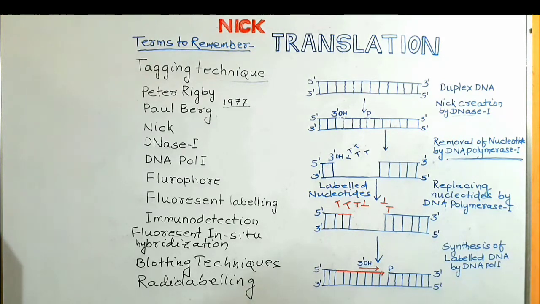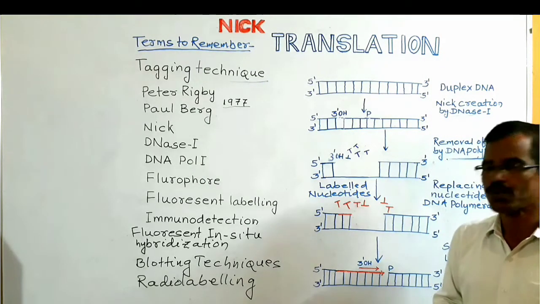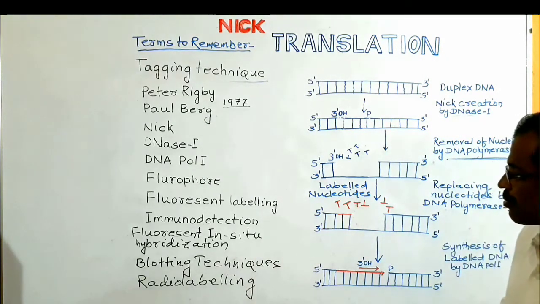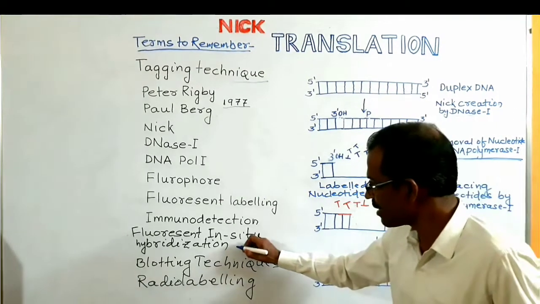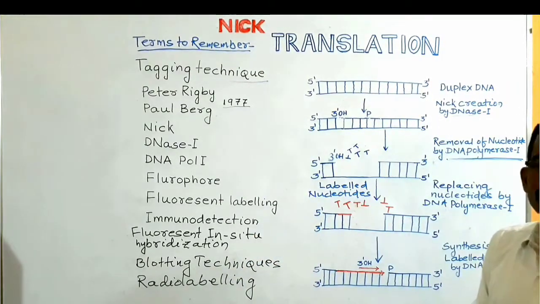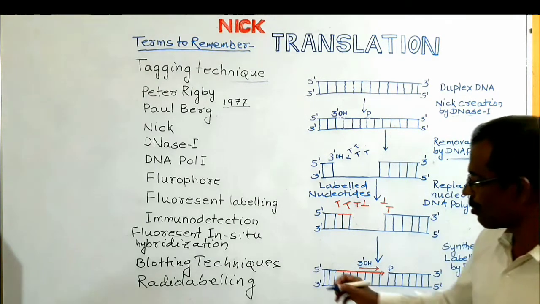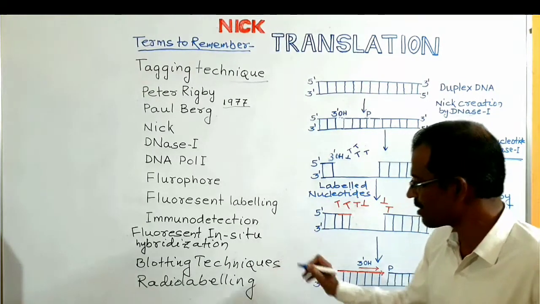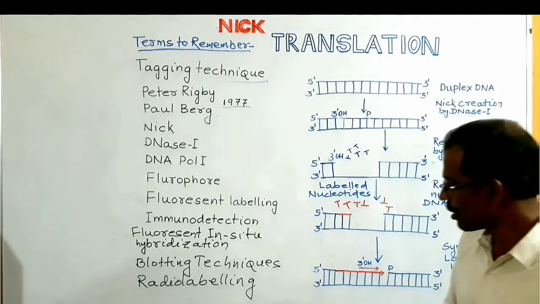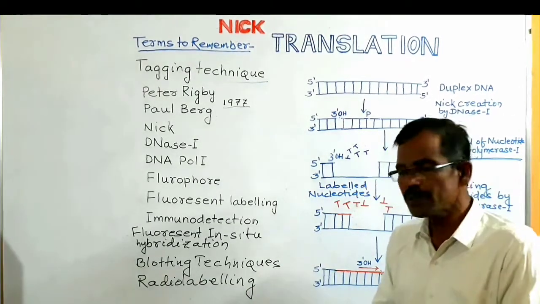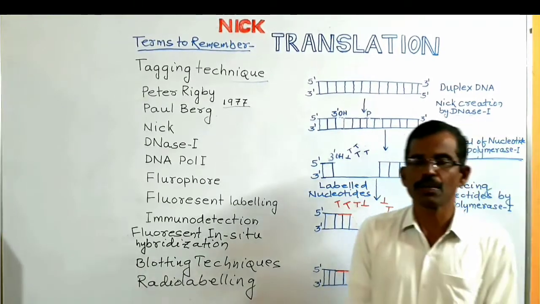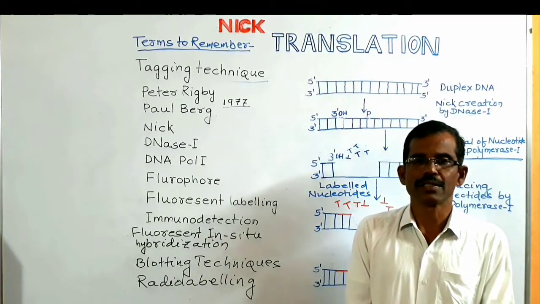So the process of Nick translation has several applications. First is Nick translation is useful to create probes, and the probes are useful in fluorescent in situ hybridization. This technique is also useful in different types of blotting techniques and also in radio labeling. Friends, this is about the process of Nick translation.